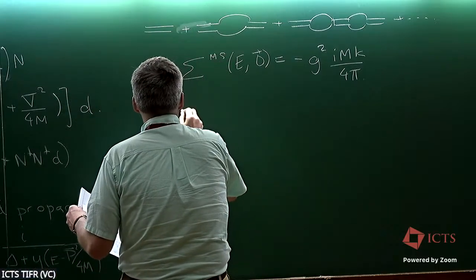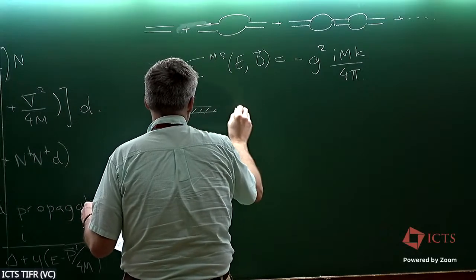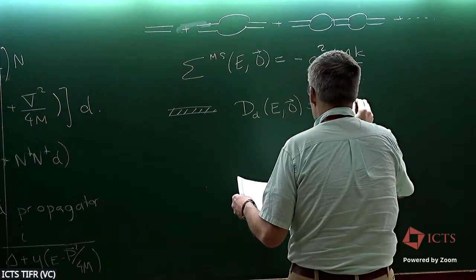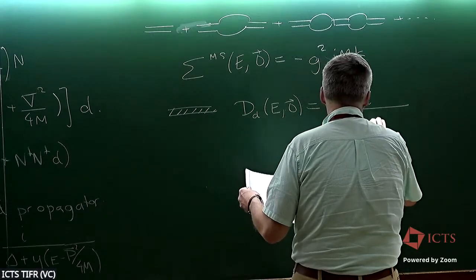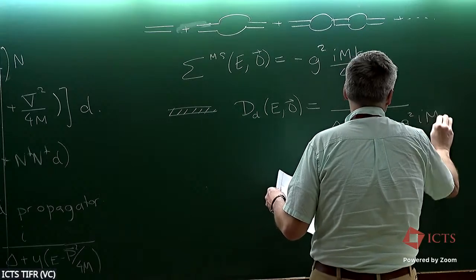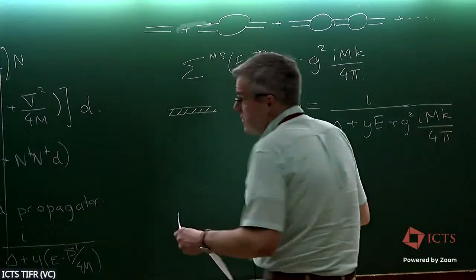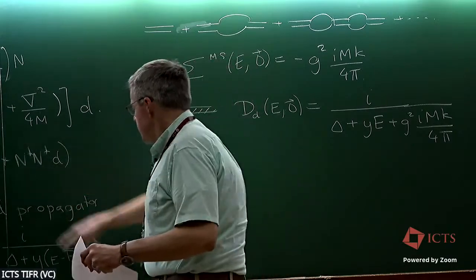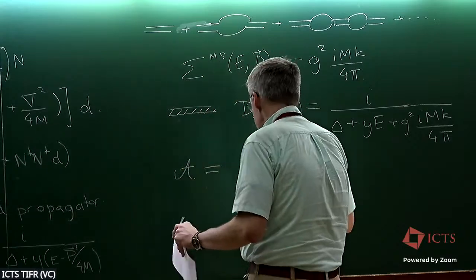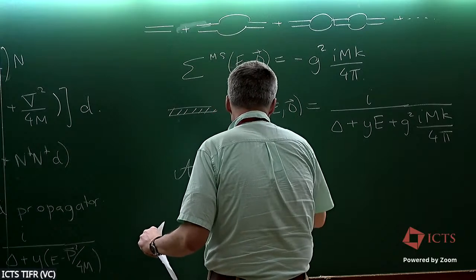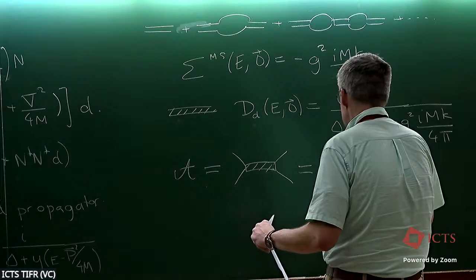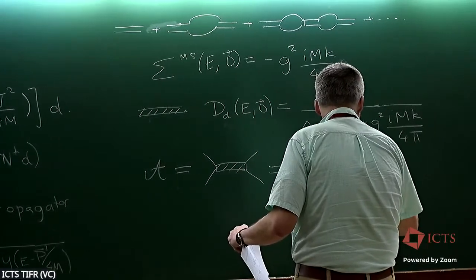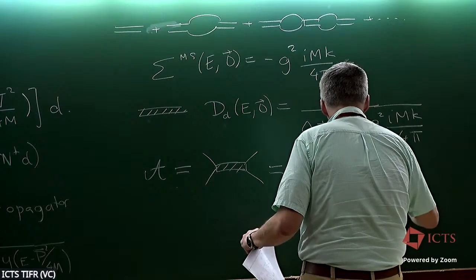So then the dressed propagator here, this is actually a result I'll use later, is i divided by delta plus Y times E plus G squared i M K over 4 pi. And then we get the amplitude A by just attaching these vertices that allow the interpolating field to couple to the nucleons. And so that gives us minus G squared over delta. That was there yesterday. But now we have this YE term.